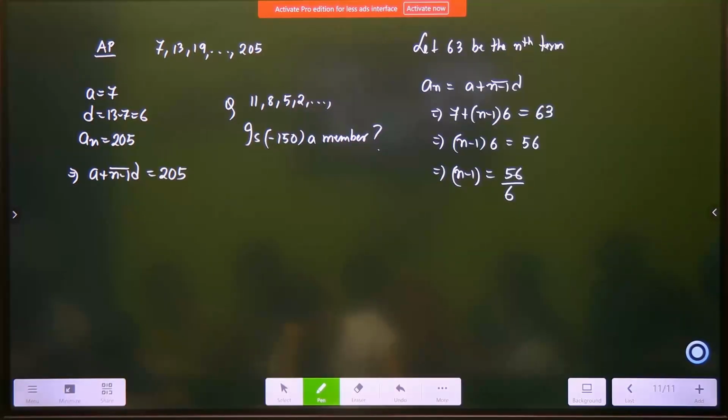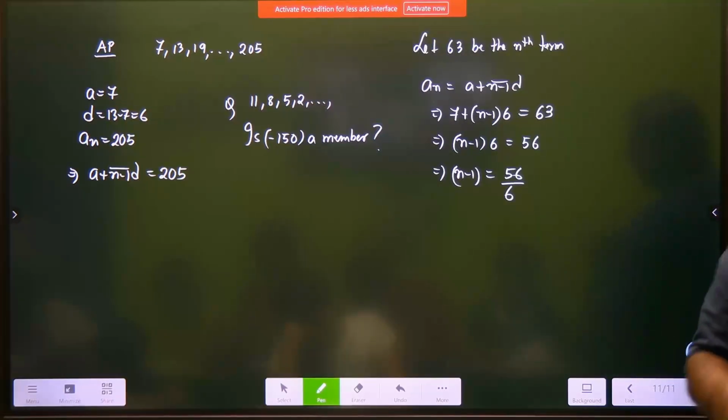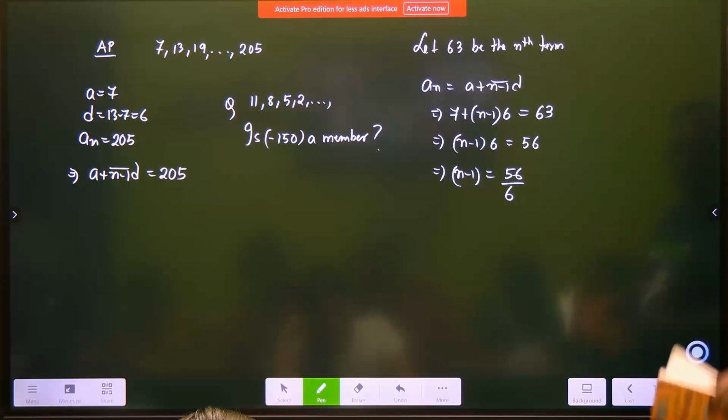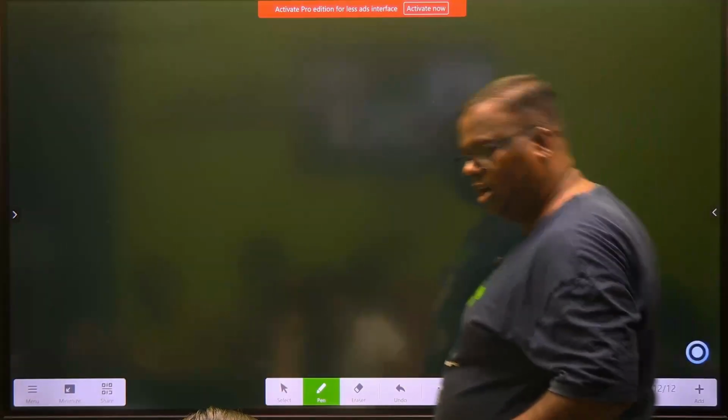It is not. Because why it is not? You found that the n value is coming 164 upon 3 कुछ आ रहा है n, which is not a natural number. Okay, next question. Understood how to do this?